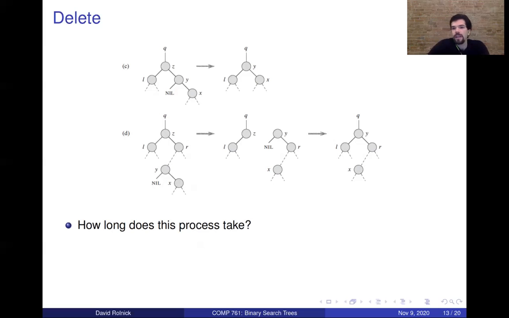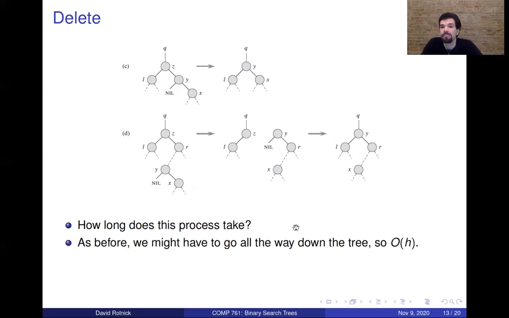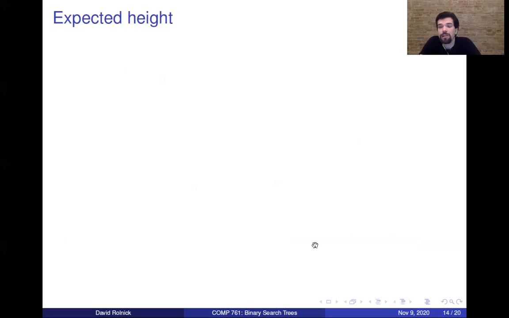We might get really lucky and not have to do too much moving, but we might have to go all the way down to find this minimum in the right-hand subtree. So it could be O of h time. It is definitely big O of h time, but it could be as bad as linear in h. OK. Now, we've seen a lot of different things. All of our algorithms are running in O of h time, so we better work out what h is.